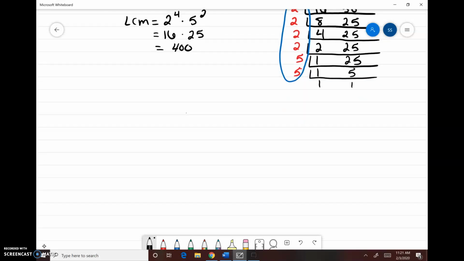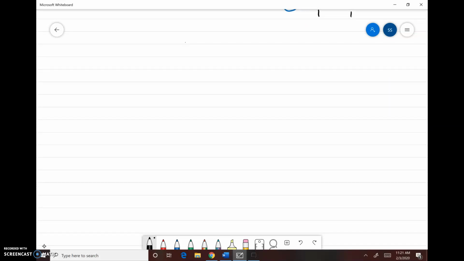Let's try another one of those, just using numbers. Let's say we want to find the LCM of, this time we're going to add an extra number. We're going to do 6, 9, and 15. So 3 numbers this time. I make my half box: 6, 9, and 15.